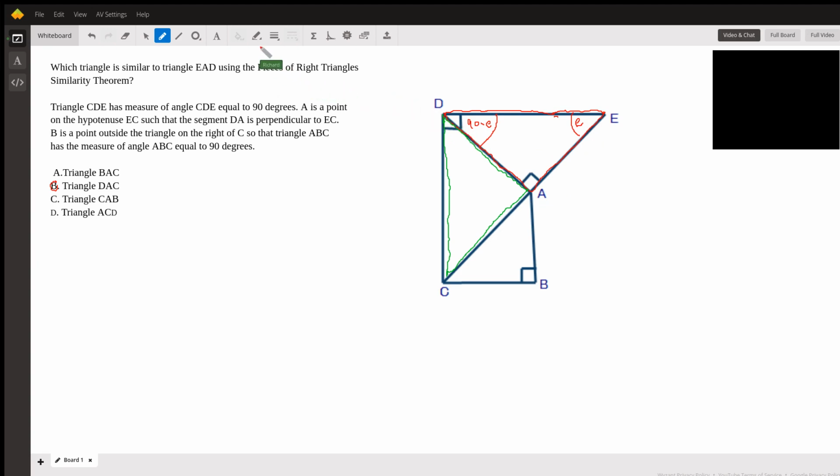Now let's take a look at the green triangle. See this angle up in here? These two angles make up a right angle here. So this has to be E, because 90 minus E plus E is 90, and that would be this 90 degree angle up here. See, so that has to be E also. And this green triangle is also a right triangle, as you can see. And so this angle is also 90 minus E.